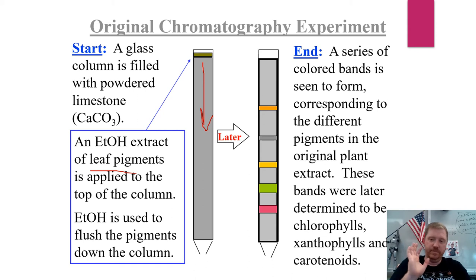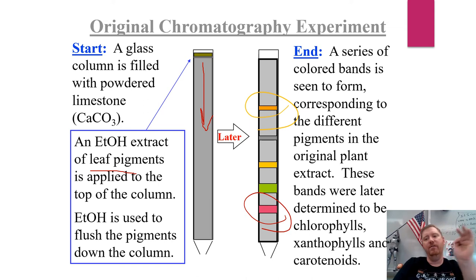Okay, so two situations there. If it's not attracted to the calcium carbonate and it's attracted to the water, it's going to move really fast. That is probably this red band down here. Not attracted to the calcium carbonate, very attracted to the water, so it moved the farthest. Whereas the orange band near the top, not very attracted to the water, very attracted to the calcium carbonate, didn't move very far. And so you get this separation based off of those two primary things.